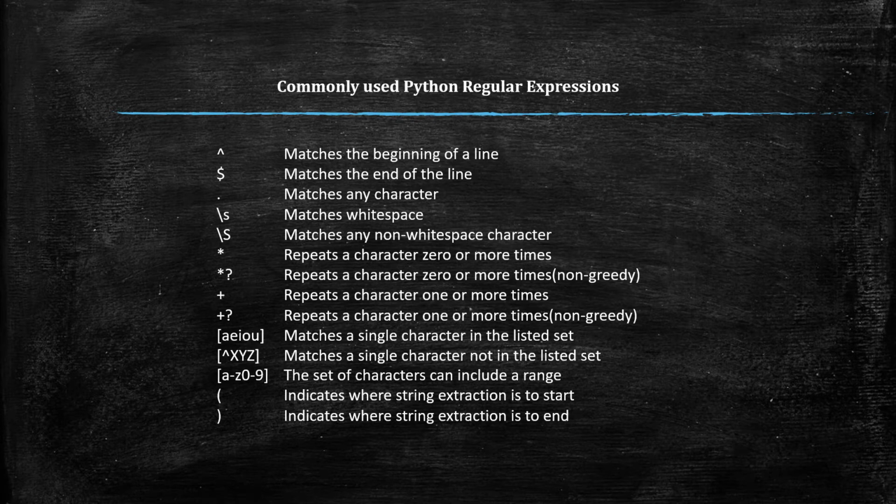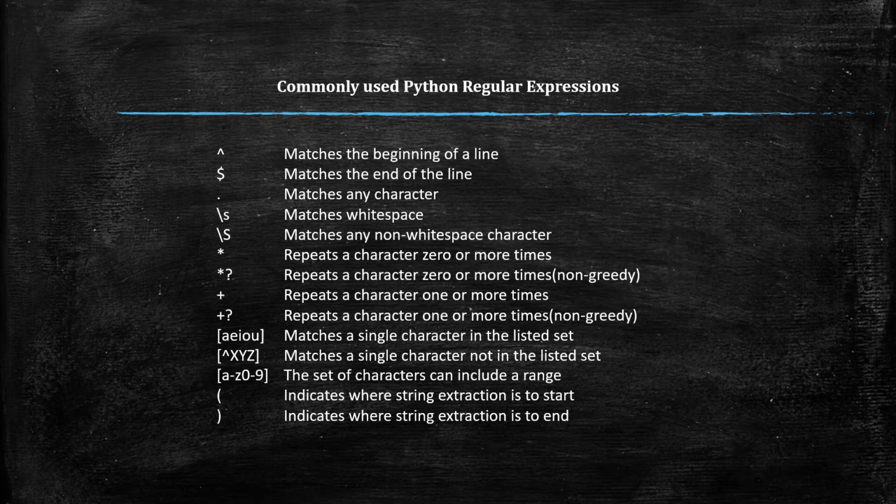Here is a list of various commonly used Python regular expressions, and all these characters, or you can say metacharacters, are used in pattern matching. Like the caret sign, it is used to match the beginning of the line. Dollar is used at the end of the line. Dot matches any particular character. Backslash small s will match any whitespace character, but backslash capital S will match any non-whitespace character. Star means you can repeat a character 0 or more times, but star question mark will mean repeat a character 0 or more times in a non-greedy way.